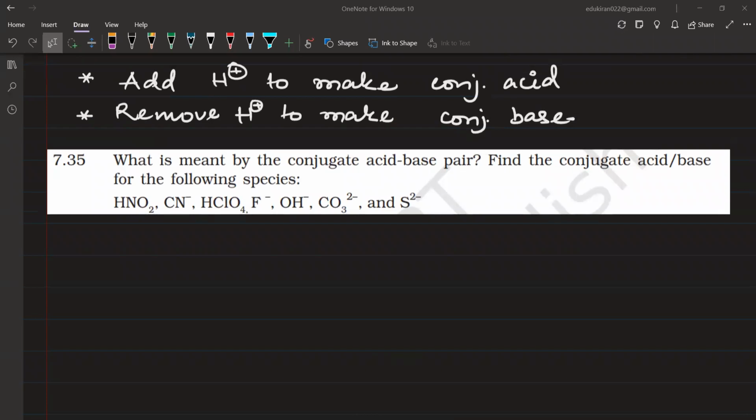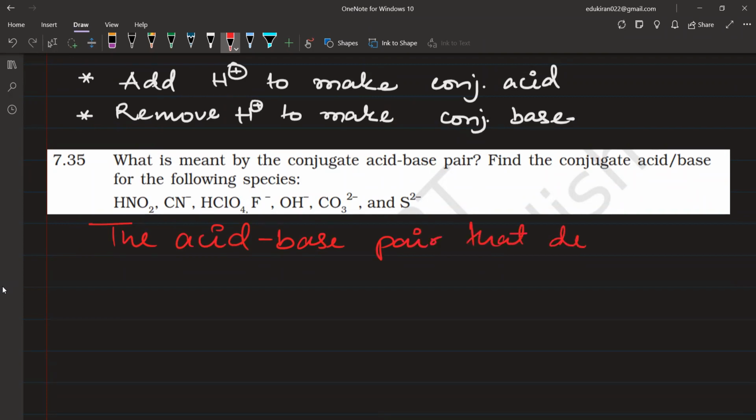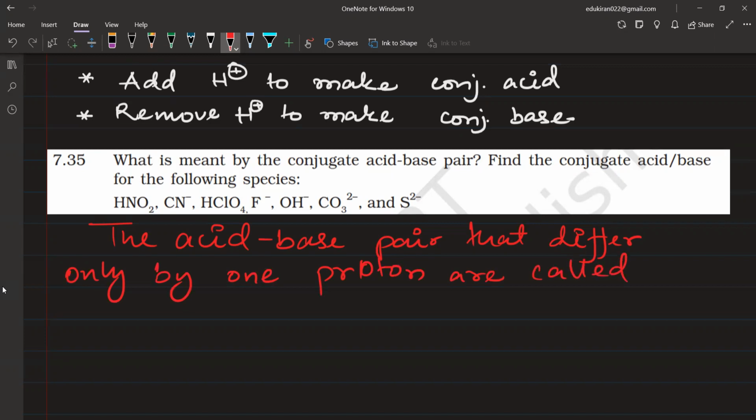The acid base pair that differ only by one proton are called conjugate acid base pair.